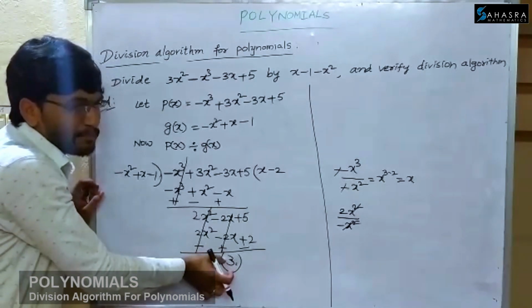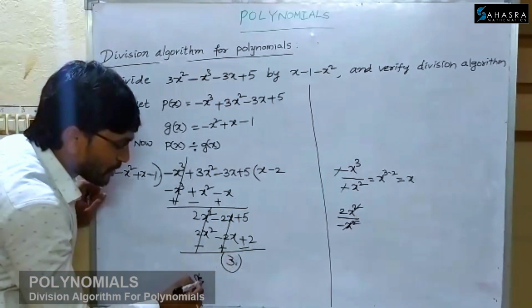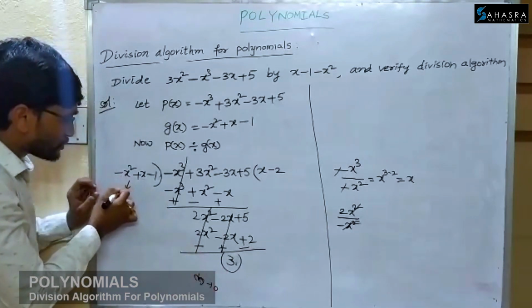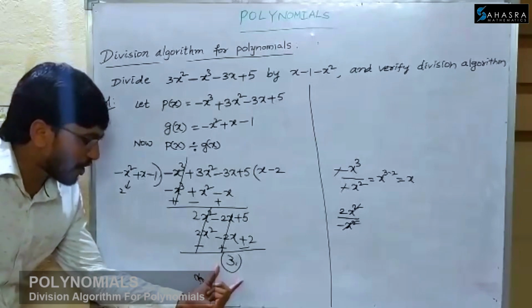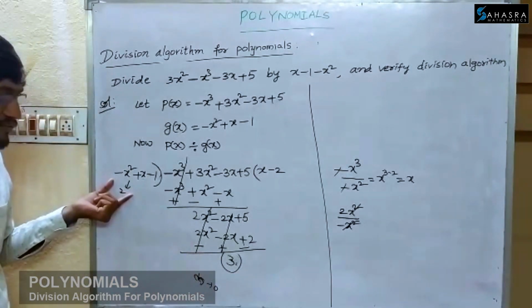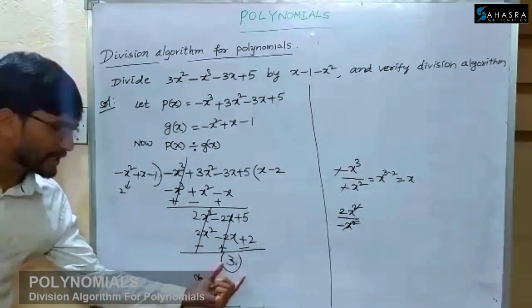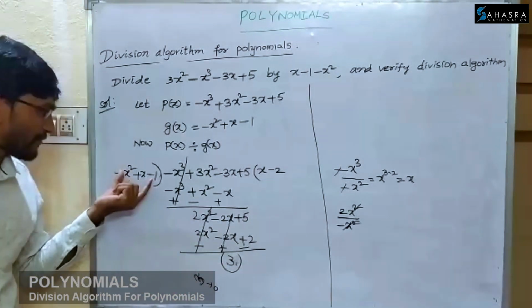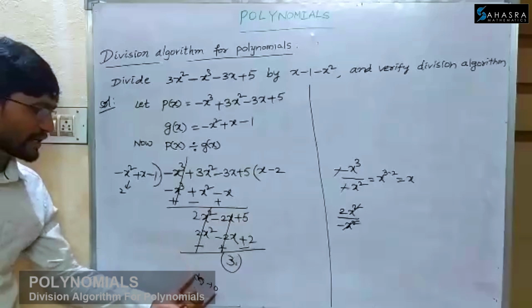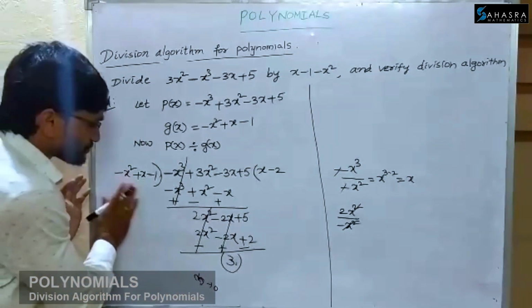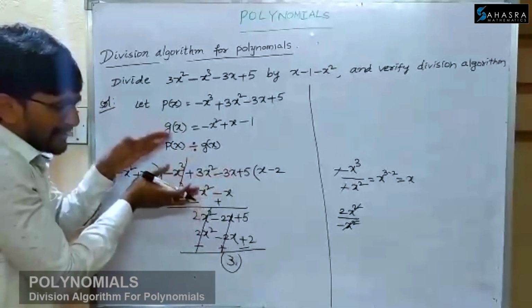Degree of constant polynomial is what? Degree of constant polynomial is 0. Here the degree is 2. So if we observe, degree of r of x is less than degree of g of x or not? Degree of r of x is less than degree of g of x. Degree of constant polynomial is 0. Degree of this polynomial is 2. So degree of r of x is less than degree of g of x. Okay, so this is about division.